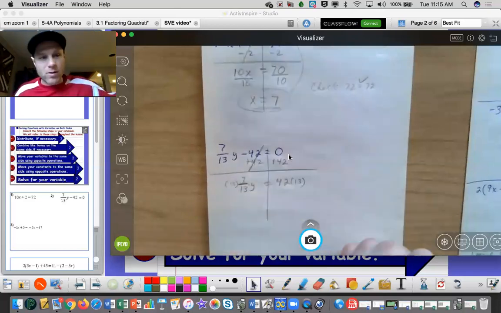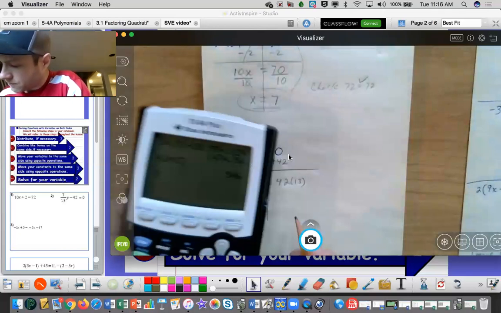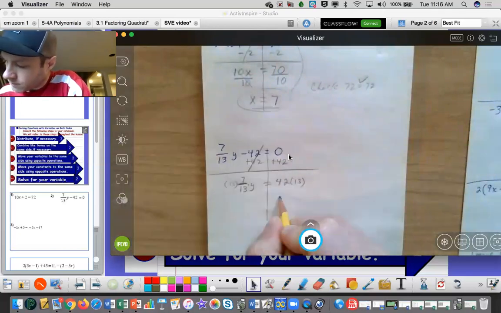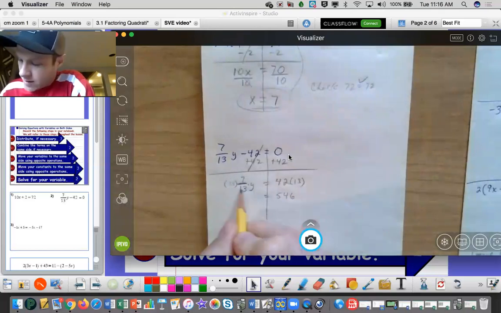And now I'm going to have to grab my 42 times 13. I know 42 times 10 is 420. 42 times 3, and I could add it up, but 42 times 13, and I get 546 right there. And that 13 and this 13 are going to cancel out. And all that's left is 7 times y. So then to get rid of the multiplication, I can divide.